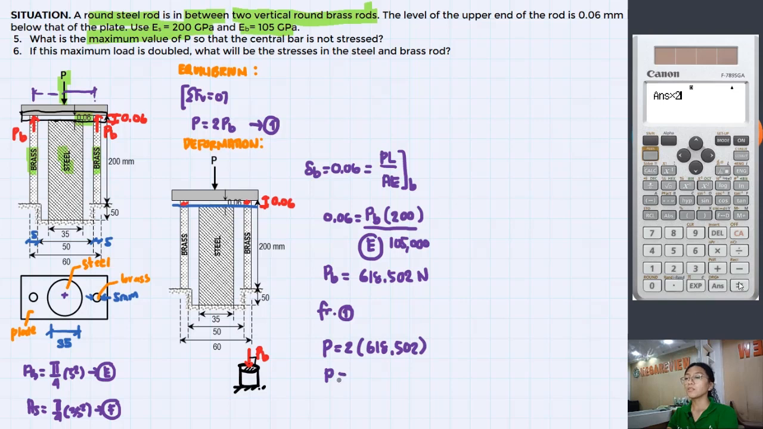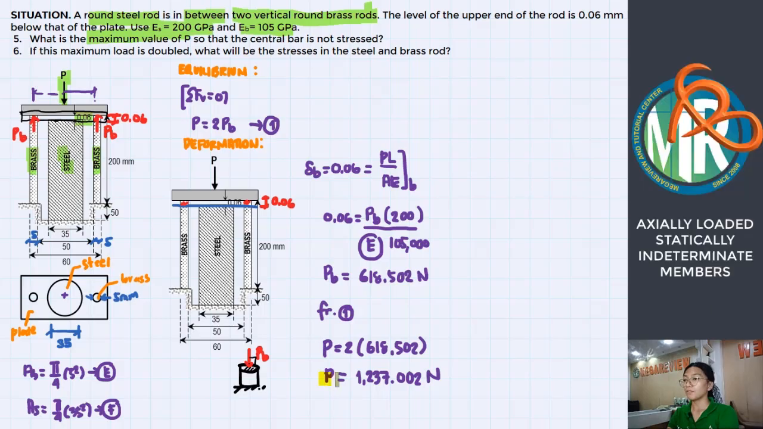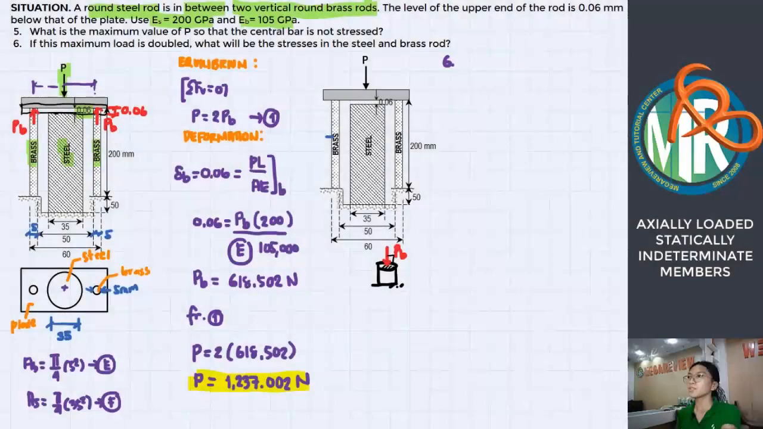And this equals 1,237.002. Okay? So this is the answer for number 5. Number 6, if this maximum load is doubled, what will be the stresses in the steel and the brass rod?